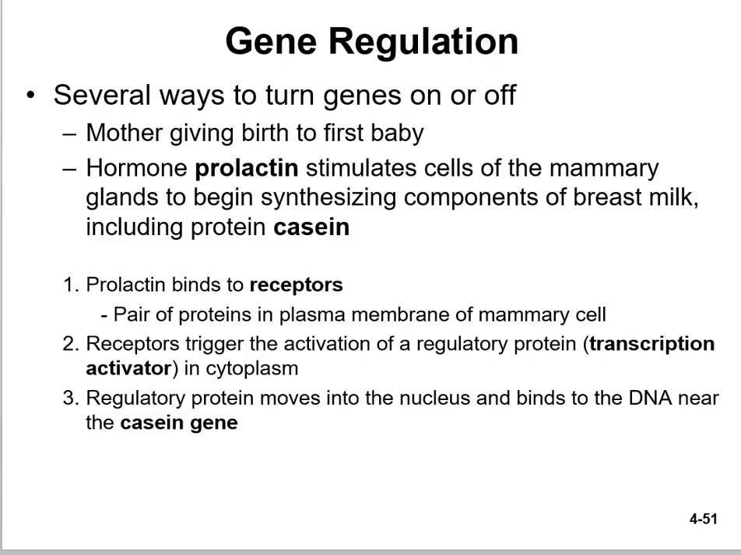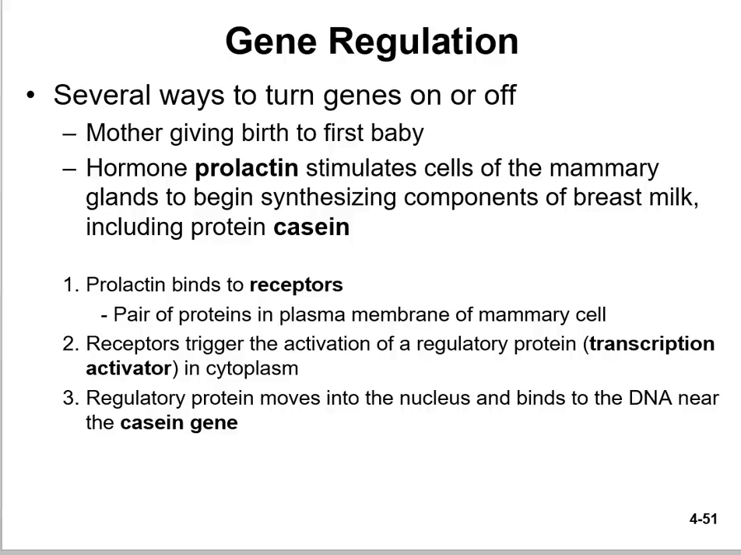Let's consider a woman who's just given birth to her first baby. In the next few days, the hormone prolactin stimulates cells of our mammary glands to synthesize the various components of breast milk. This includes the protein casein. That's something her body has never synthesized before. How is the gene for casein turned on at this point in her life?